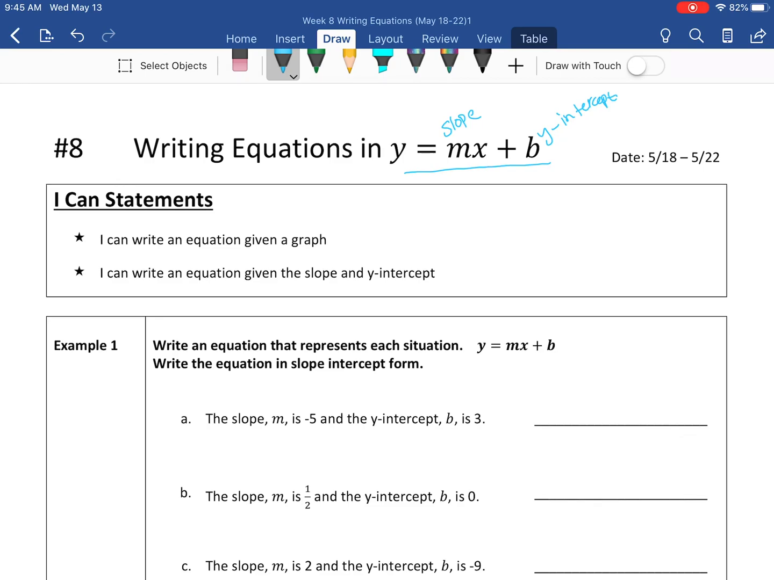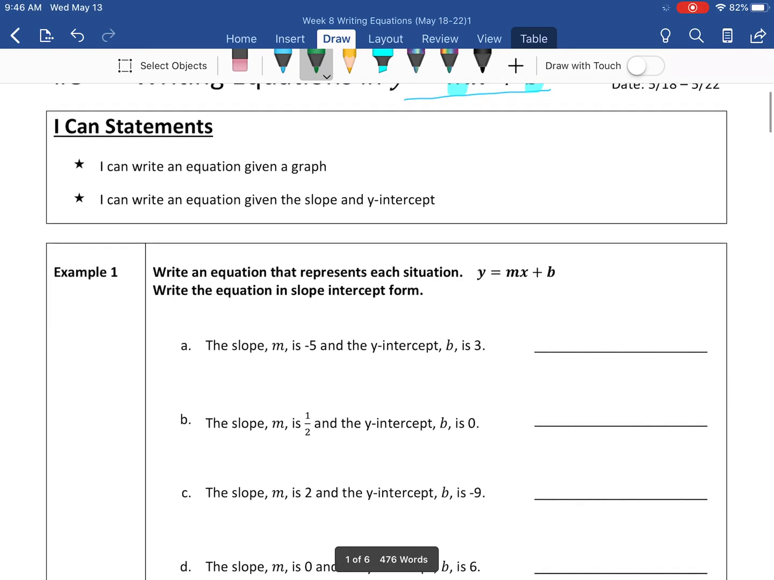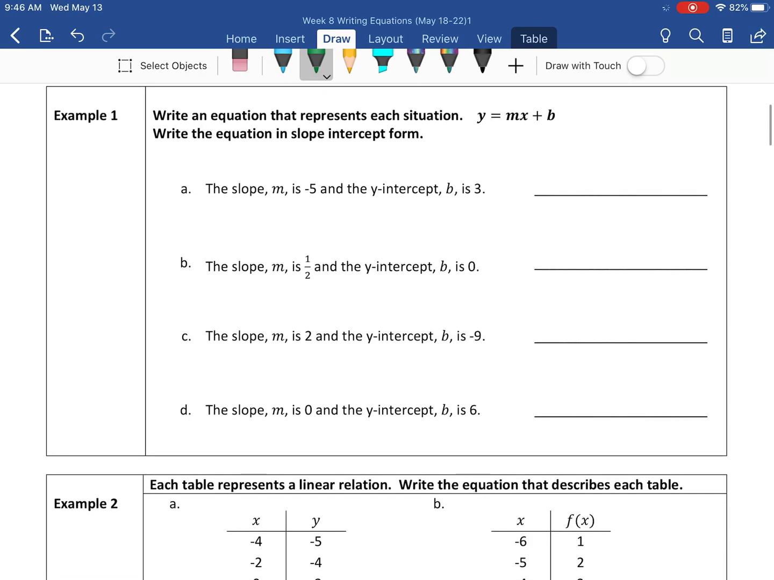And really all you need to write an equation in slope-intercept form is you need the slope and you need the y-intercept. Everything else will stay the same, but your numbers for m and b will change. So let's look at a couple of examples. We want to write an equation that represents a situation. So we want to write the equation in slope-intercept form.